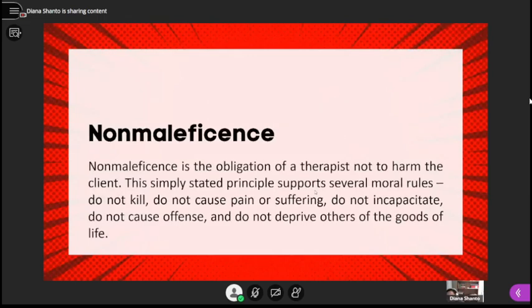For example, non-maleficence, not causing harm to our client. That's why we say no sexual relationship with our client, to avoid doing harm, because there has been a trust relationship, a power differential relationship. That's why it is advised, it is recommended not to indulge in any romantic kind of relationship.